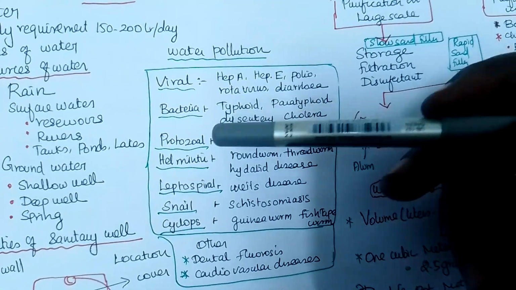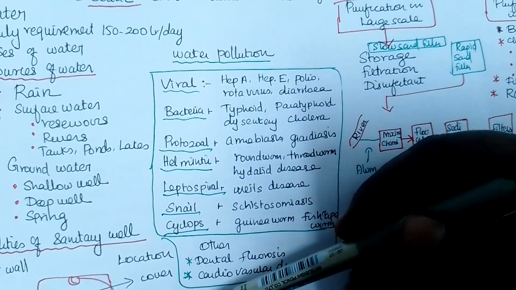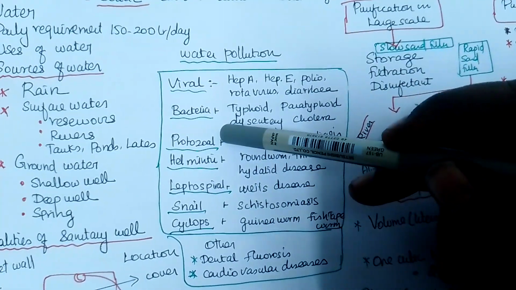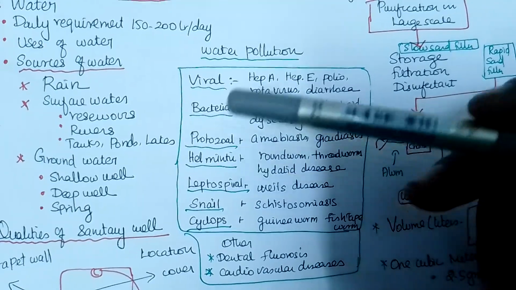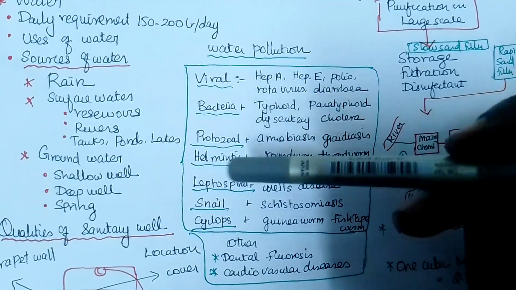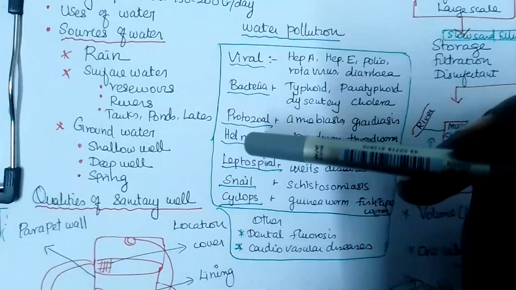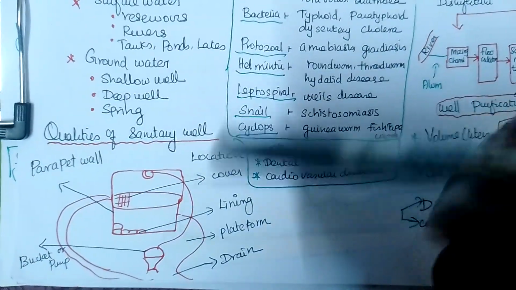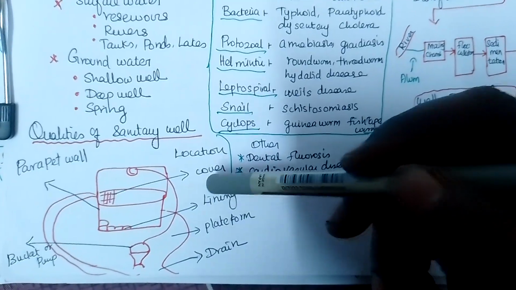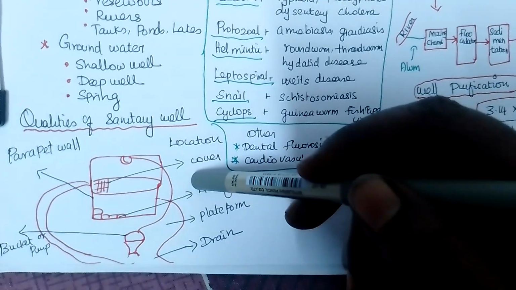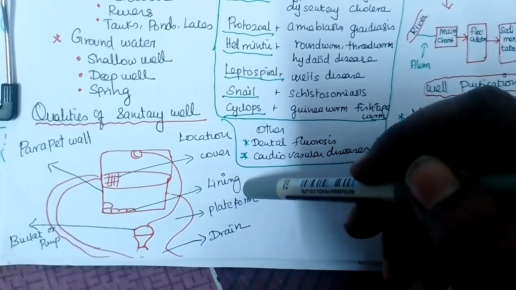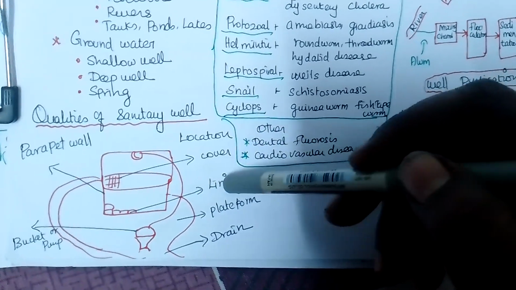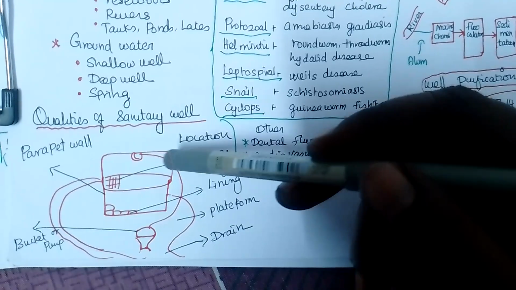Long ago, before groundwater supplies, every house had a well. To prevent this water pollution, you have to maintain the quality of the water, by adding a disinfectant, or by maintaining the qualities of a sanitary well. The well from which you are taking water should possess some qualities. These are the qualities of a sanitary well.